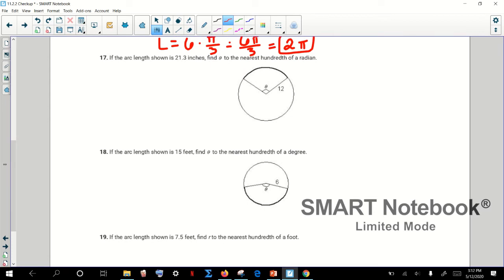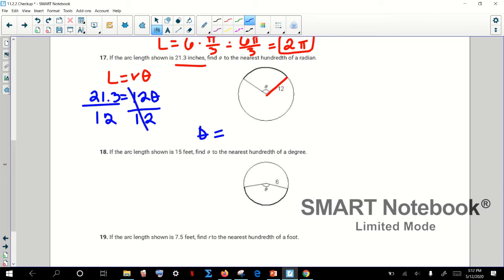All right, in this case, we're given the arc length, we're given the radius, but we want to find theta. So remember, arc length is going to be r theta, so let's do some substitution and see if we can solve for theta. So the arc length is 21.3. We already know r is 12, but we don't know theta. So how are we going to get theta by itself? We'll divide both sides by 12. So theta is equal to 1.775 or 1.78 degrees. Or I guess radians, actually.